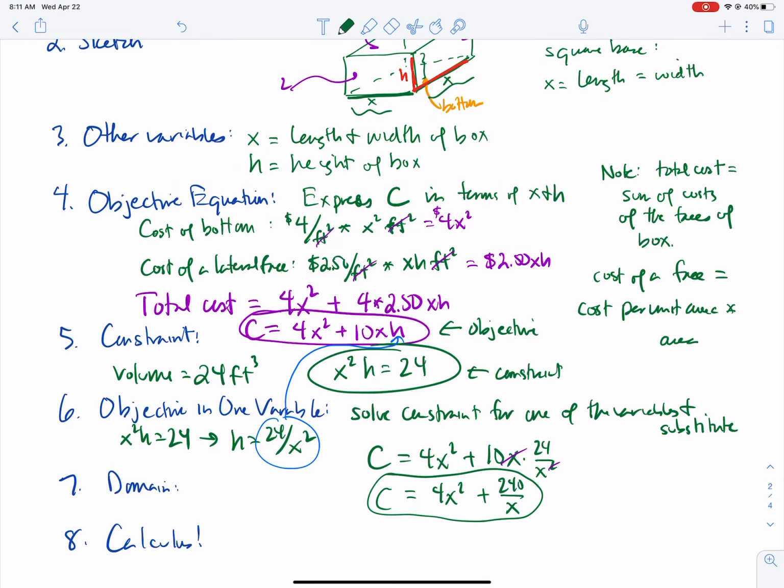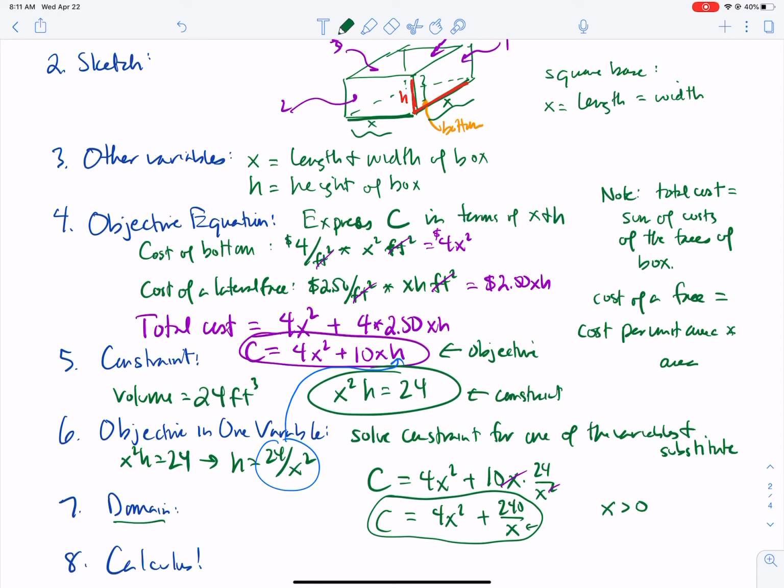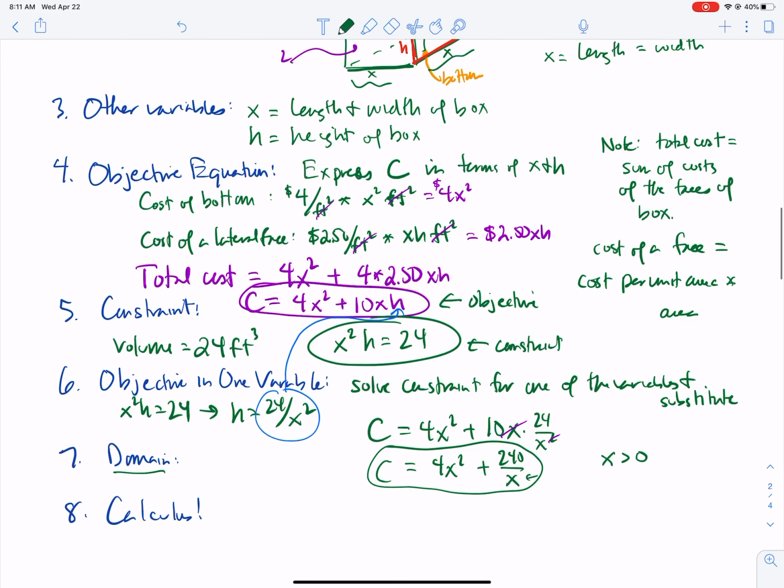So here's what I want to work with. And then in terms of my domain, well, notice that as opposed to the previous problem, x can't be 0 because I would be dividing by 0 right there. But there's actually no upper bound on what x can be, because I have to have 24 cubic feet as my volume. And so even if I had really, really long sides on the bottom, if x was really, really big, the height could be very, very tiny, and I could still get a box with 24 cubic feet in it. And so my domain is x bigger than 0.